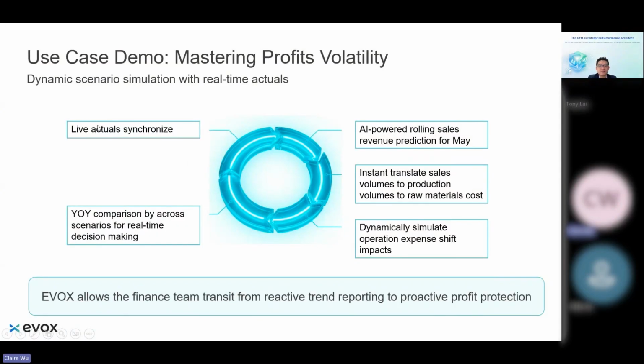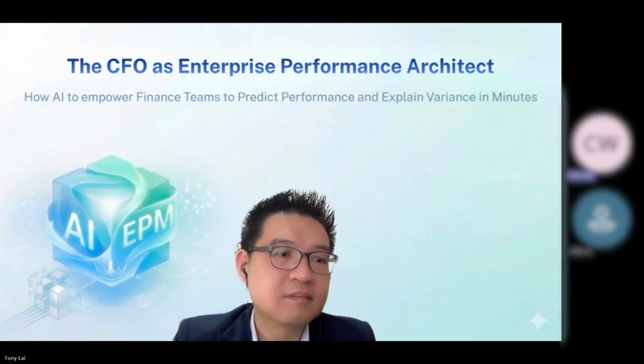So in the next few minutes, I will walk through a live demo where real-time actuals synchronize with AI-powered sales predictions, converting volumes to production needs and material costs, and see how dynamic scenario simulations help you master profit volatility and make faster, smarter decisions, and finally do a P&L report visualized on a dynamic dashboard. So now let me share the demo screen.